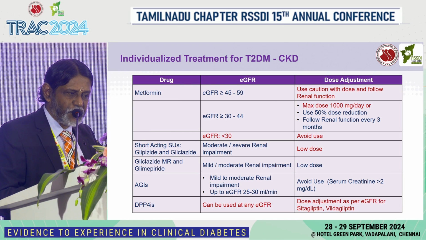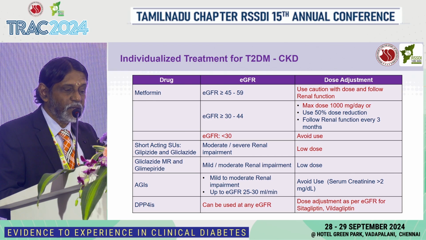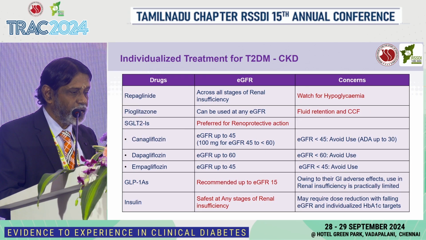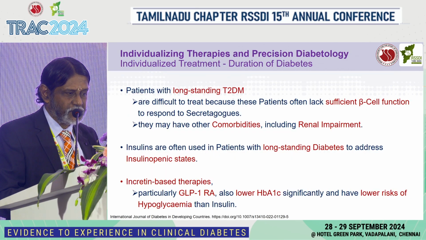So individualized treatment for patients with type 2 diabetes with CKD is given in this particular table. Again, drugs, eGFR and consents. Next is D, which stands for duration of diabetes.